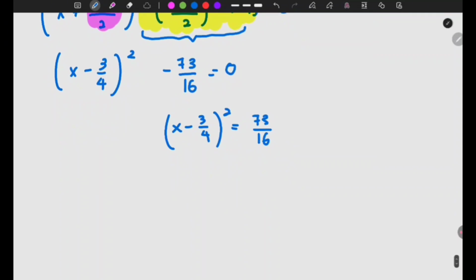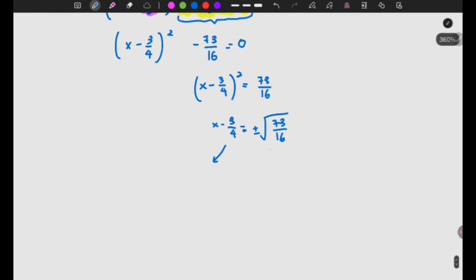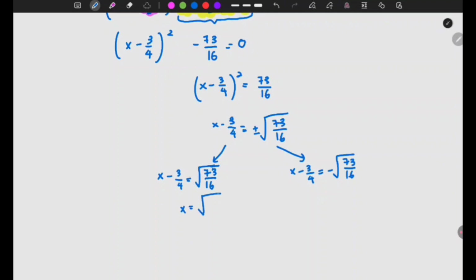and then split into two parts, easy to solve. So x minus 3/4 equals to square root 73/16, x minus 3/4 equals to negative square root 73/16, and square root 73/16 plus 3/4, plus 3/4, same thing, and then find your x.